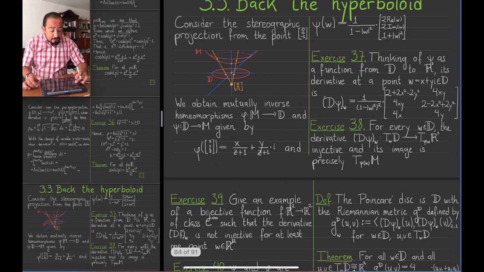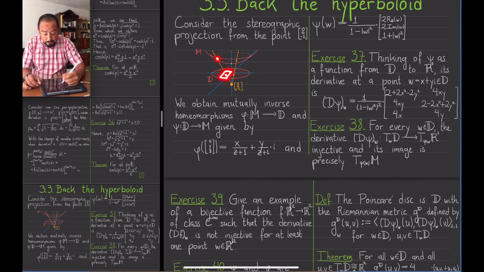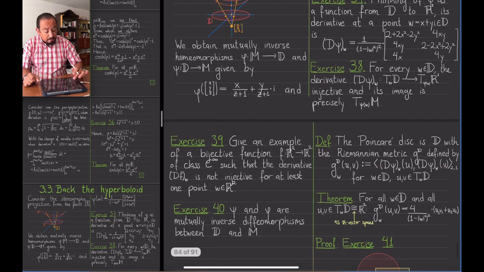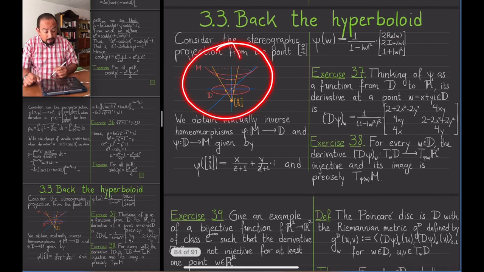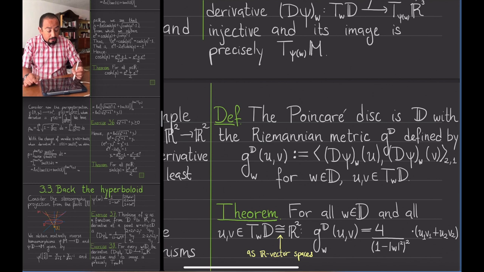So that means that, since at any tangent plane I have an inner product, I can pull that inner product to the corresponding tangent plane of the point that corresponds to this one. Why? Because the diffeomorphism induces, as I said, an R-linear bijection between these two. So I can pull back and obtain a Riemannian metric for D. That's what I had in mind when I started thinking about these stereographic projections. And I call the resulting Riemannian manifold the Poincaré disk.